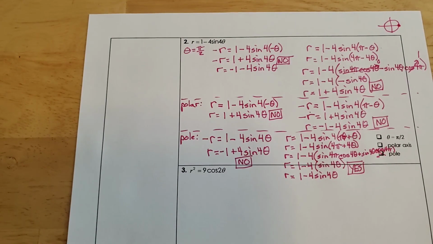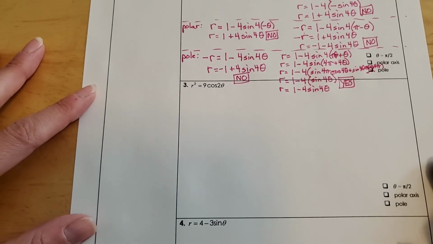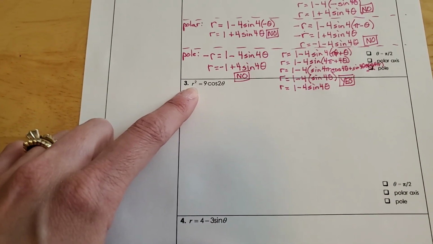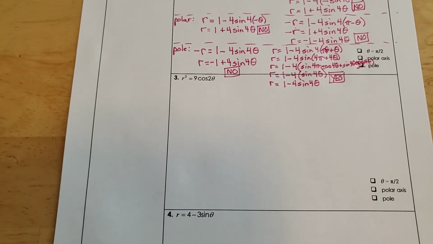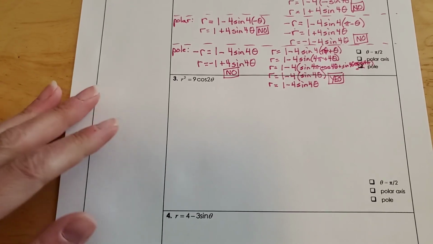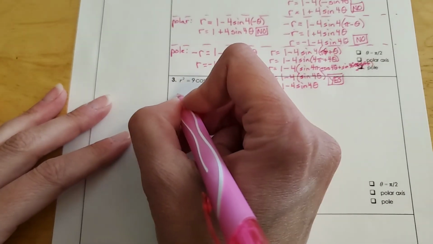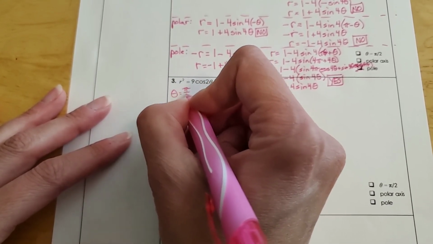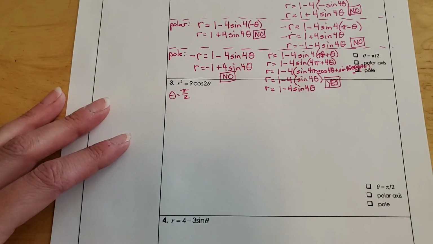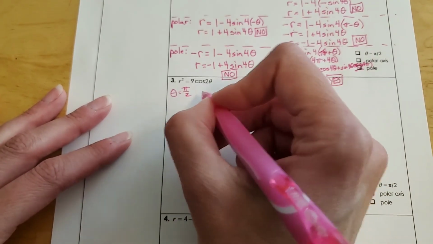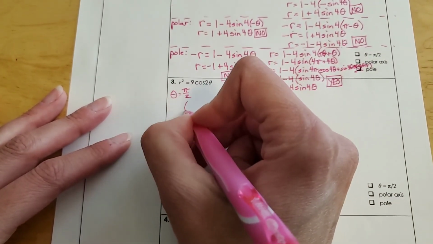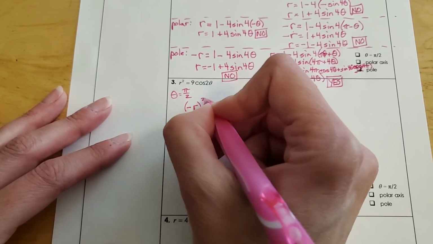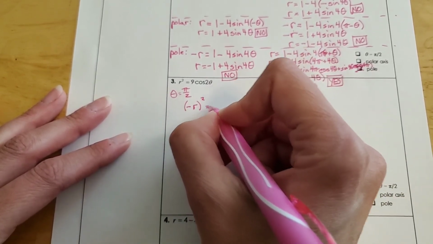Okay, one last example. I just want to show you this one here because it's really interesting. We have an r squared. We'll be looking at those. Those provide a different type of graph as well, but it's the same test. Watch what happens as we look at, is it symmetric across that vertical axis? I'm going to put in a negative r and a negative theta.